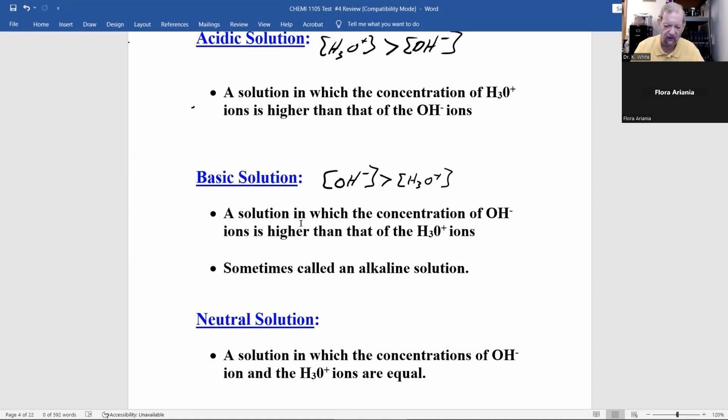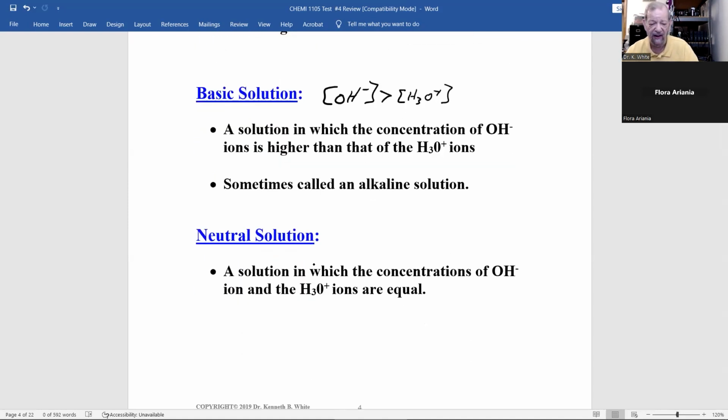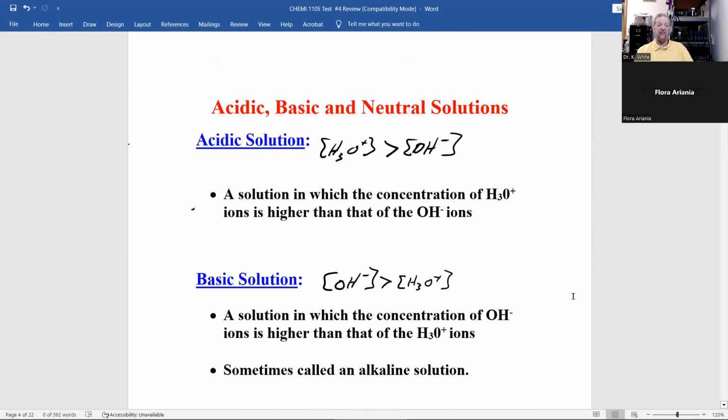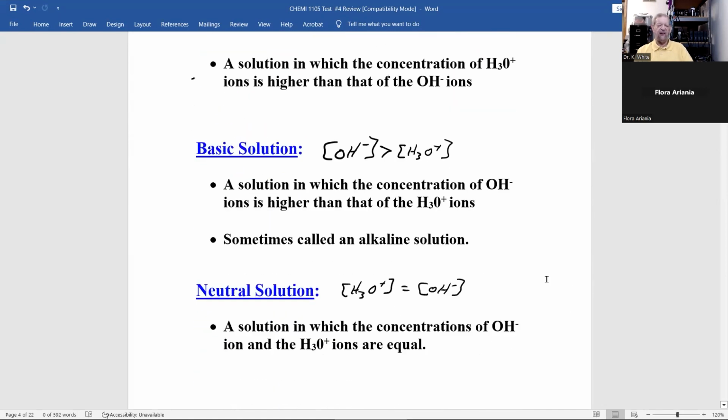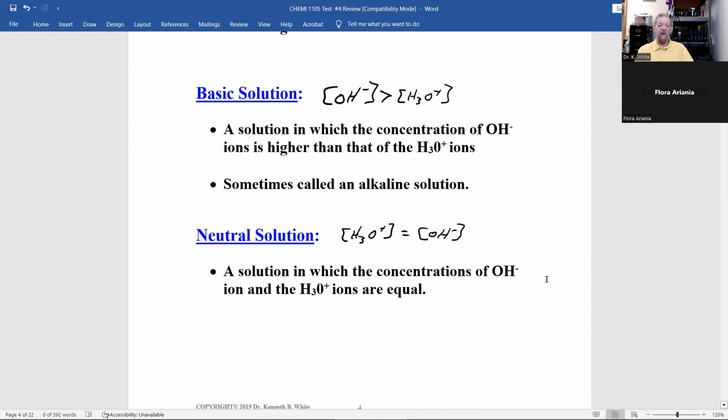Now, a neutral solution is a solution in which the hydronium concentration is equal to the hydroxide concentration. So let's review. If I have an acidic solution, I know the hydronium ion concentration is greater than the hydroxide. If I have a basic solution, the hydroxide concentration is greater than hydronium. And finally, if I have a neutral solution, hydronium ion H3O plus is equal to hydroxide OH minus concentration.